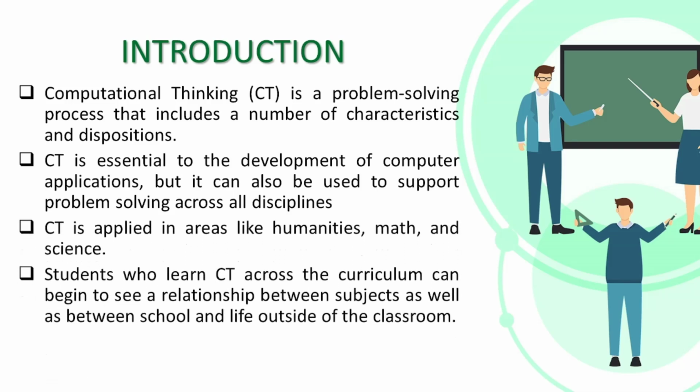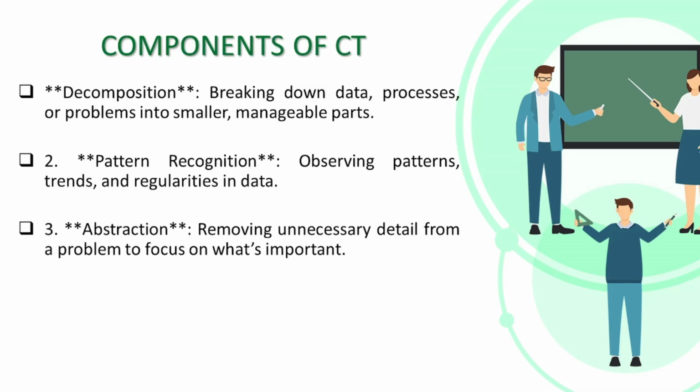Computational thinking is applied in areas like humanities, maths, and science. Now, students who learn computational thinking across the curriculum can begin to see a relationship between subjects as well as between school and life outside the classroom. So, my dear students, this concept of computational thinking does not only limit to computer science, it cuts across other disciplines, and there is a relationship that exists between computational thinking and other areas of study like mathematics and the sciences. So while you are studying computational thinking, you see that you can apply it in other disciplines apart from computer science. Now, what are the components of computational thinking?